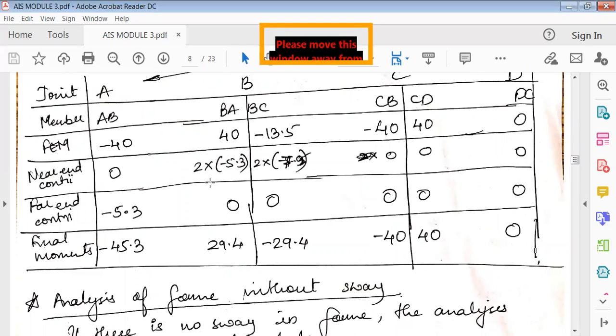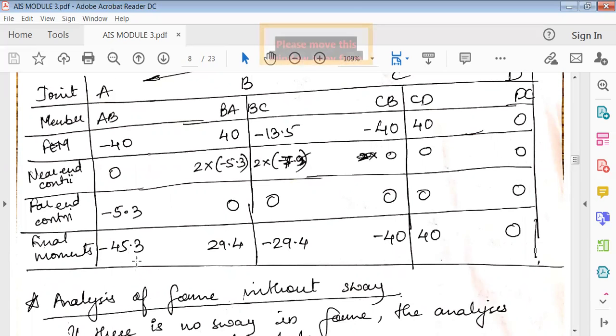Next, far end. With respect to B, far end is this minus 5.3. Far end is this portion. So it gets transferred here. So only minus 5.3. Okay, rest all becomes 0. Then add all of these.